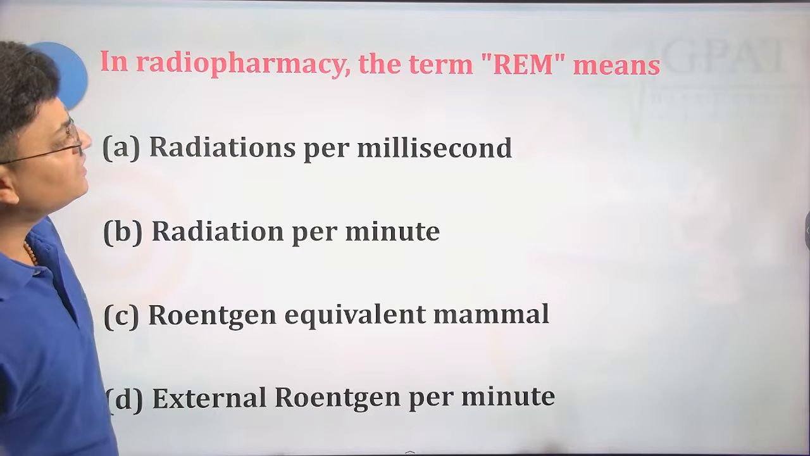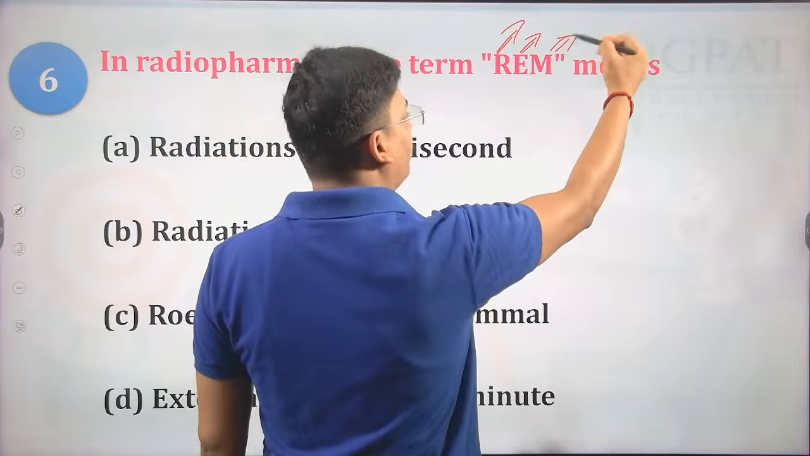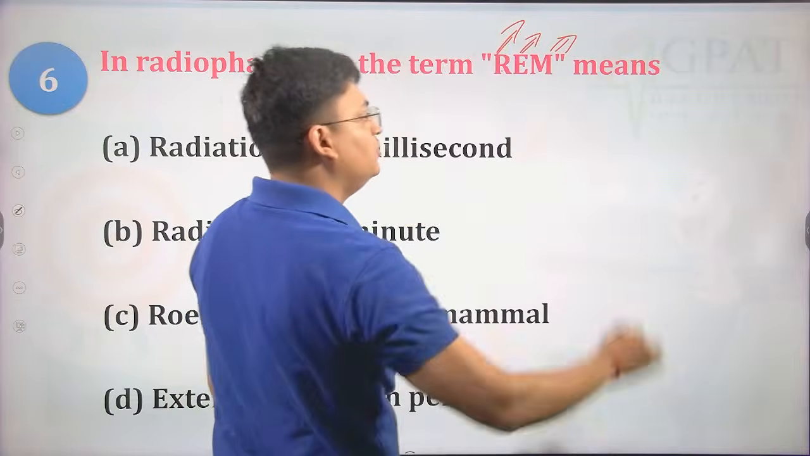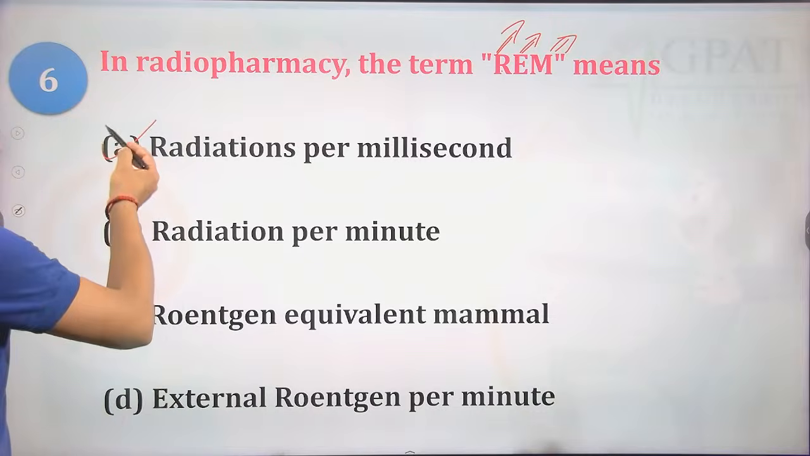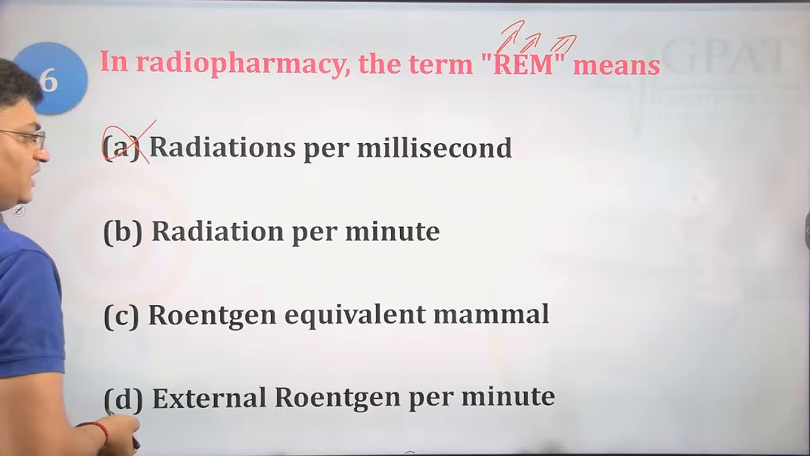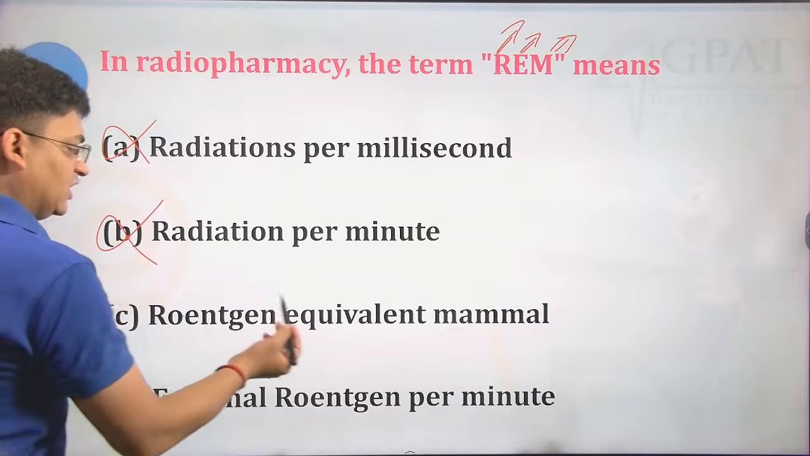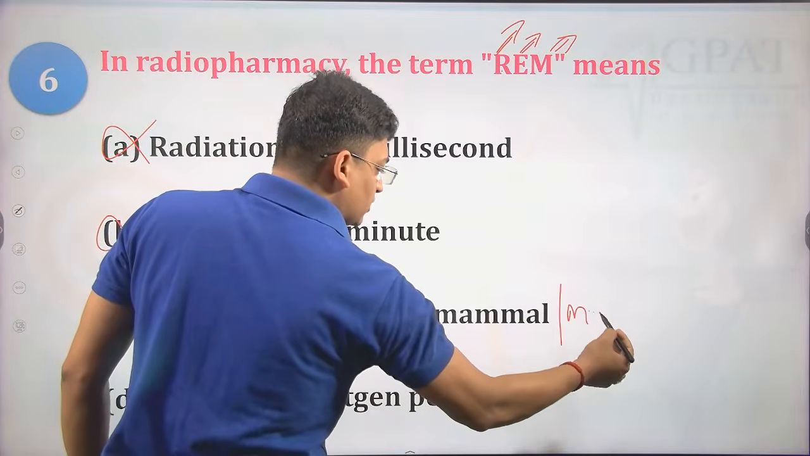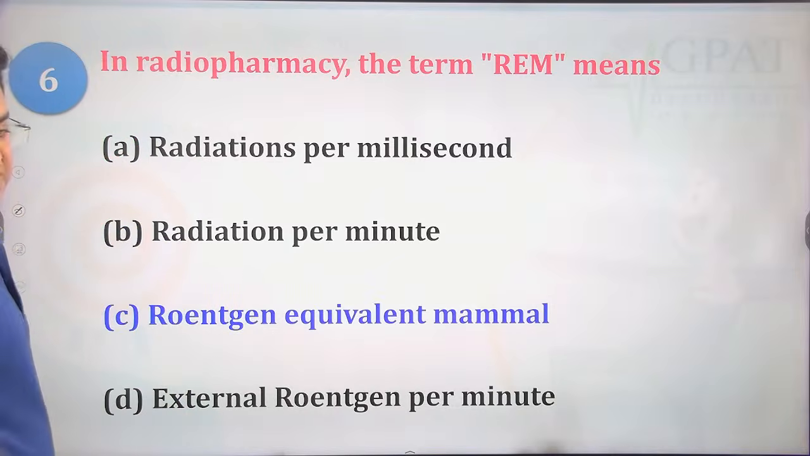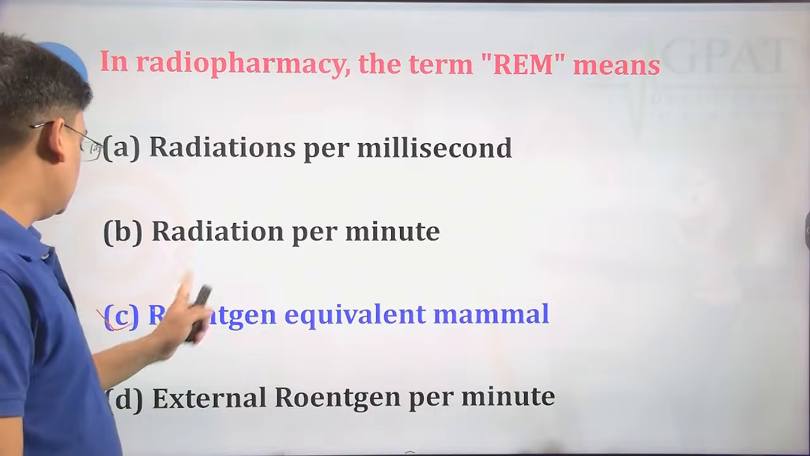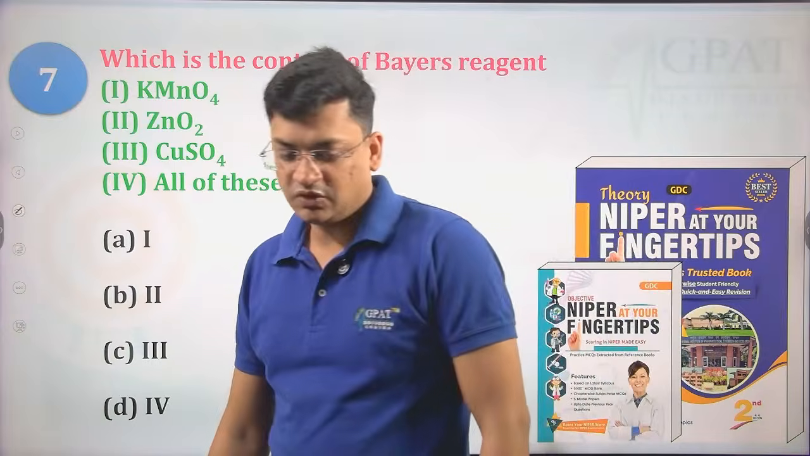In radiopharmacy, the term REM means Roentgen equivalent man, or Roentgen equivalent mammal. You can have two full forms of this REM. Radiations per millisecond, no, that is wrong. Radiations per minute, no. Roentgen equivalent mammal, or it is also called Roentgen equivalent man. That is the correct answer. Option C is the correct one for this question.